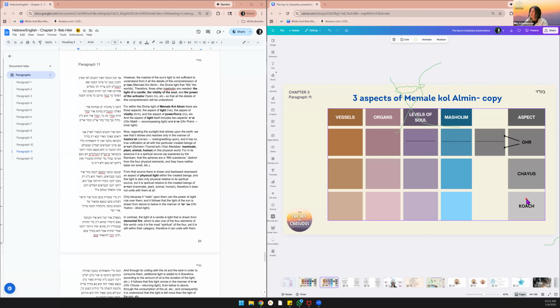But right now we're a little bit more advanced, because we already know that he's going to be talking about mashalim. He's going to be talking about which levels of soul these correspond to, organs and vessels, right? But let's imagine we wouldn't know that. Okay, we're just going to be moving forward. We have aspect, which is a bechina, or chayus and koach. Okay, that's all we know.